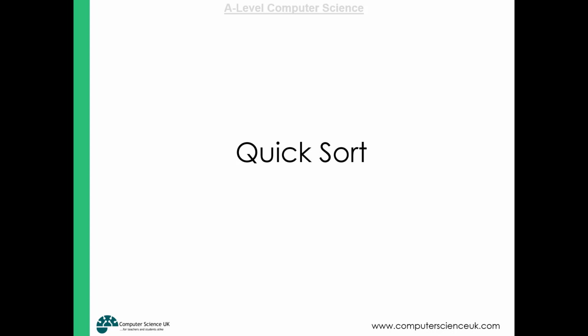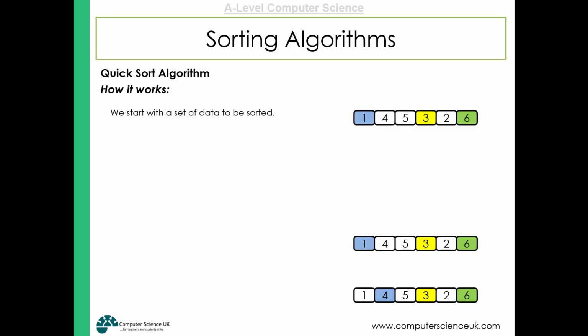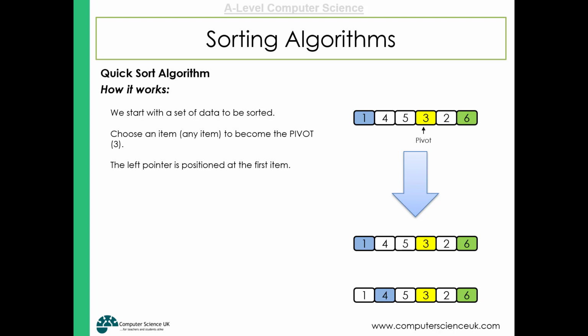Okay, so let's have a look at the quicksort. The quicksort again starts with a set of data to be ordered. This works very differently in certain respects from the merge sort, because with this one we are going to be using something called a pivot, and in the best cases the pivot will be fairly central to the array. Once we've found a pivot, we will have a left pointer which will point to the first item, and we'll have a right pointer which will point to the last item, as you can see there.